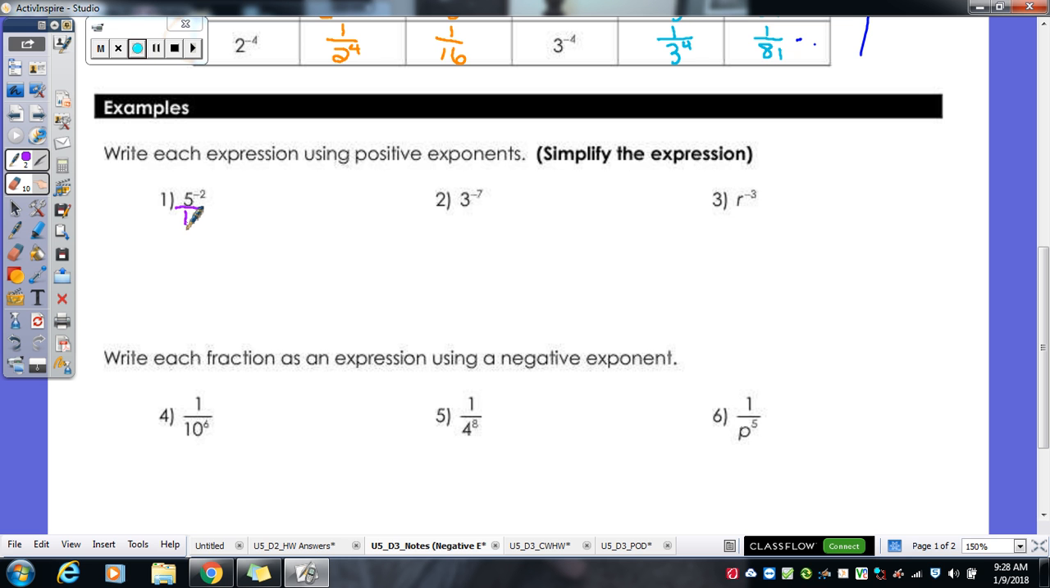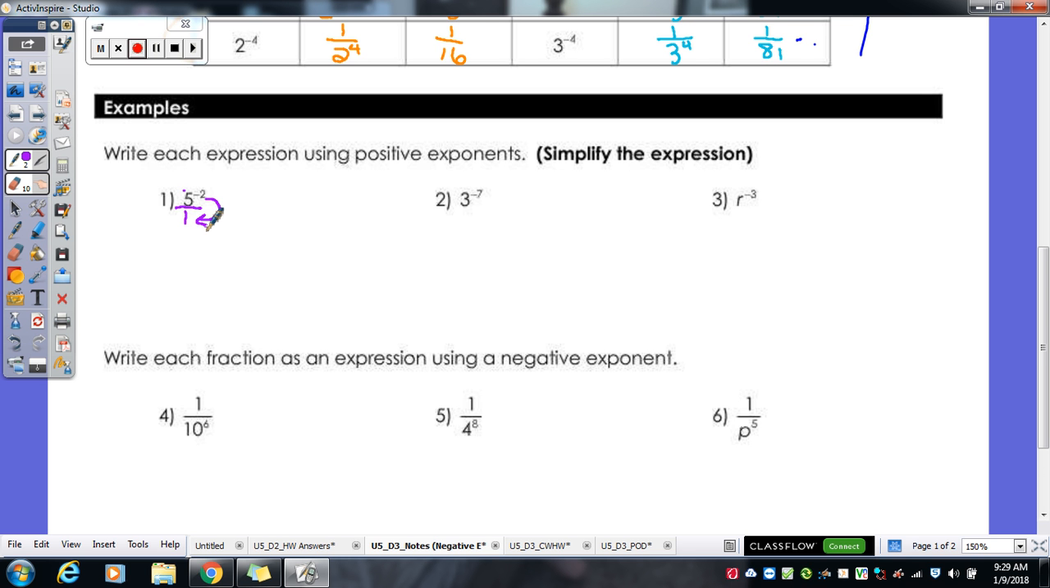So our 5 is always over a 1, right? Every whole number is over 1. We just don't always write that over 1 because we get lazy. So one way that it helps people to remember what to do is if you have a negative exponent, you just have to move it to the other part of the fraction. So this 5 to the negative 2 is in the numerator. To make it a positive 2 exponent, I need to move it down to the denominator.